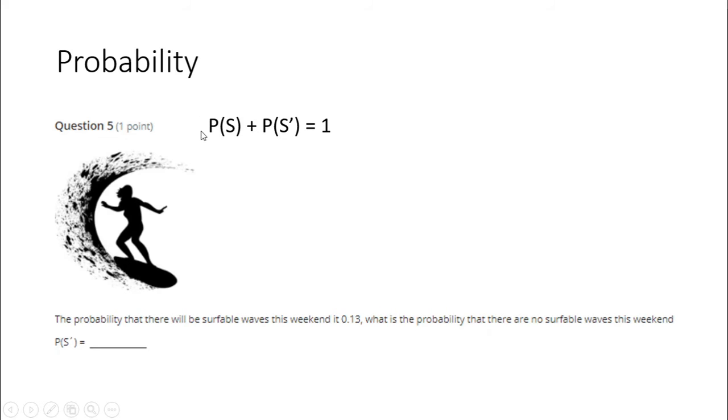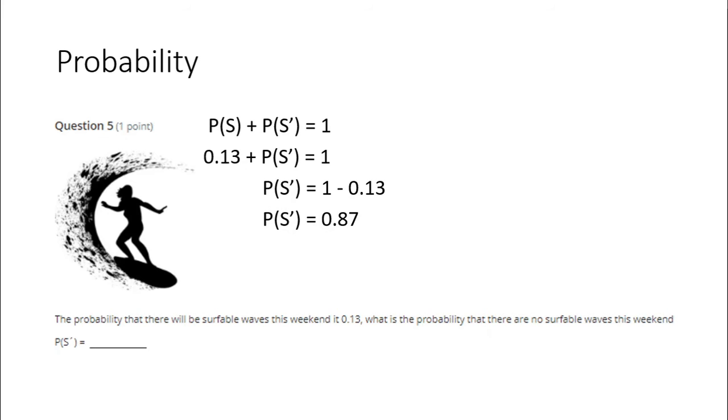Now I know what the probability is that there are surfable waves by looking at the wave forecast, and I'm told that that's 0.13. So 0.13 plus the probability that there are no surfable waves should add up to 1. To find the probability that there are no surfable waves, I'll get that on its own by moving the 0.13 to the other side. On the left-hand side, it's adding, so on the right-hand side, I do the opposite, I subtract. The probability that there are no surfable waves this weekend will be 0.87.